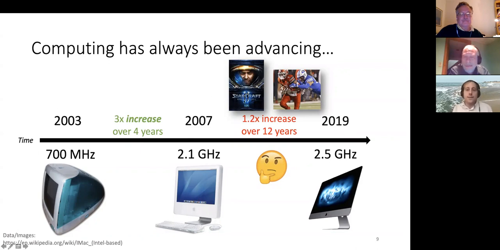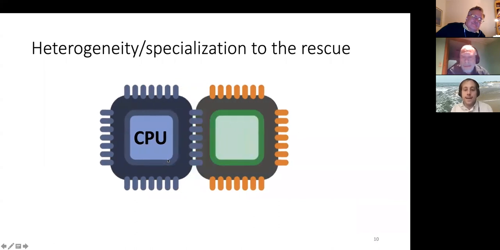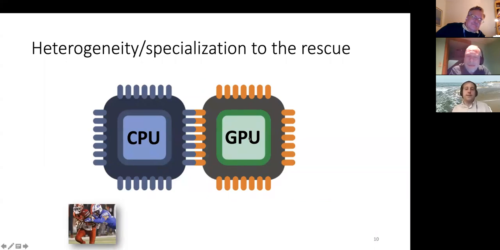So where is all this advancing in computing happening? Well, heterogeneity and specialization is coming to the rescue. Previously we just used a monolithic CPU, but most of our devices are now split into a CPU-GPU system. And for those of you who don't know, GPU stands for graphics processing unit. So it's pretty clear that a GPU is actually going to help with things like pixel density and allowing your phone to display prettier images faster.